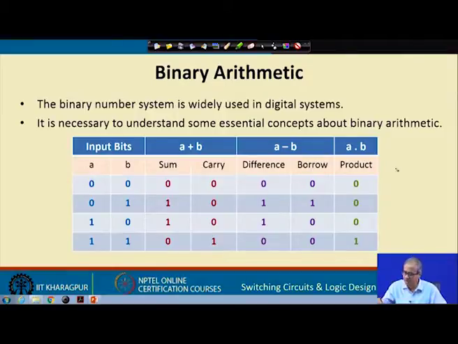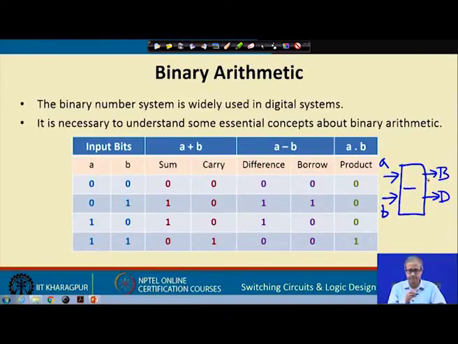Similarly, now I am saying that my circuit is such that I am doing subtraction. Again my 2 numbers are there, A and B. Now I have 2 outputs, one I am calling difference, the other I am calling borrow. If you subtract 0 from 0, the result is obviously 0. So, difference is 0, borrow is 0. But if we subtract 1 from 0, 0 minus 1, which means you are taking a borrow, then the difference will be 1 and borrow will be 1.